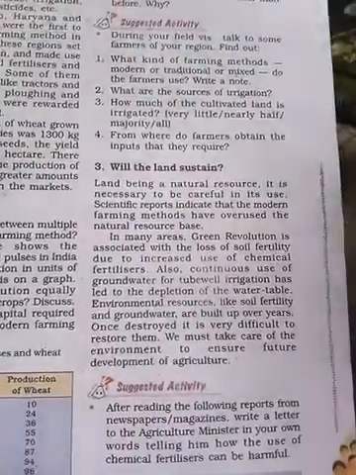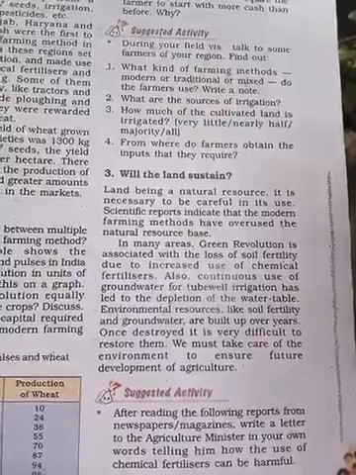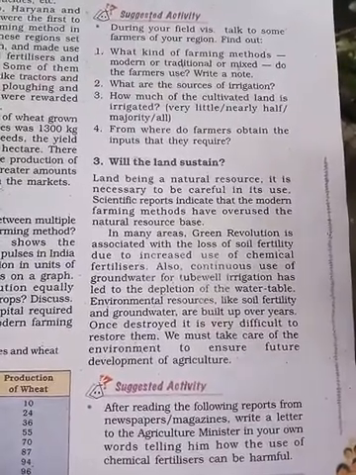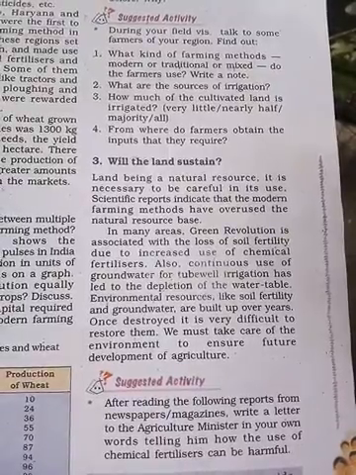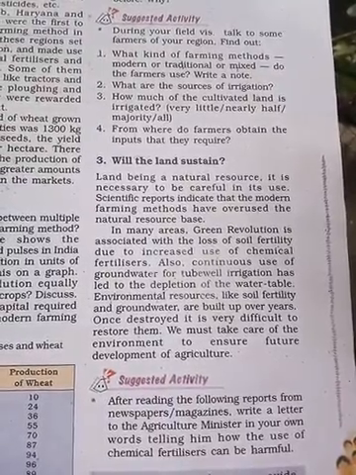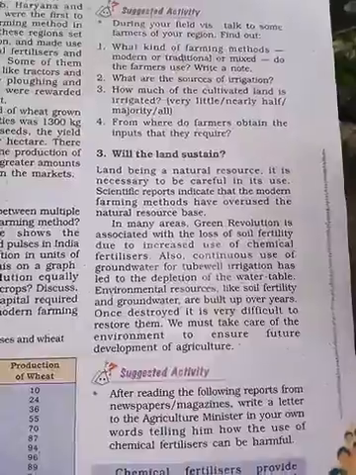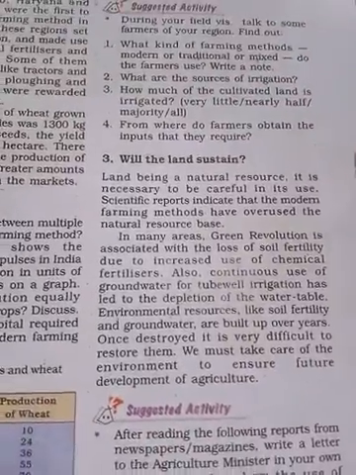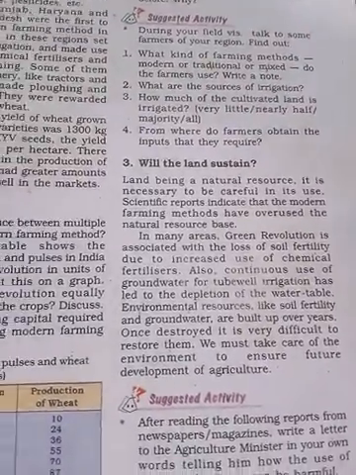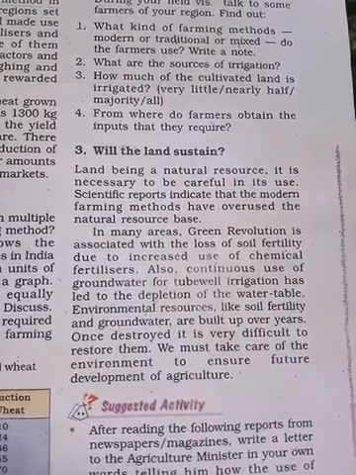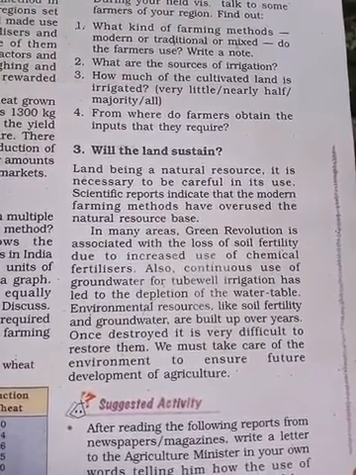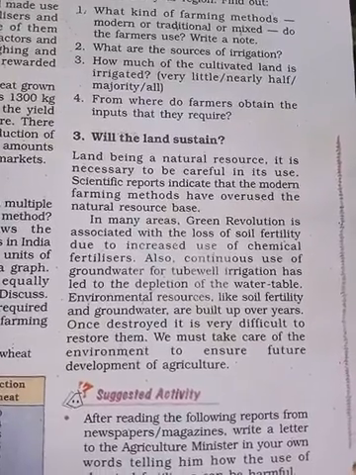And what will the land sustain? Let us see. Land is a natural resource. It is necessary to be careful with its usage. Scientific reports indicate that modern farming has overused the natural resource base. That means if we start the modern method of farming, there will be a lot of problems in the land. So let us see what the problems are.